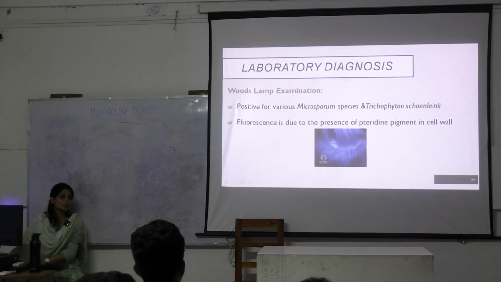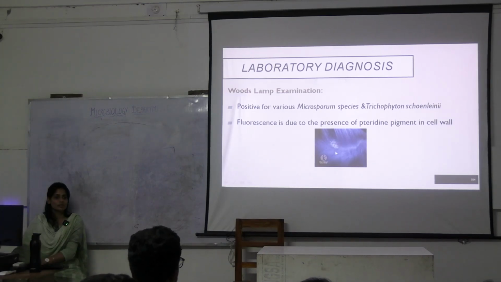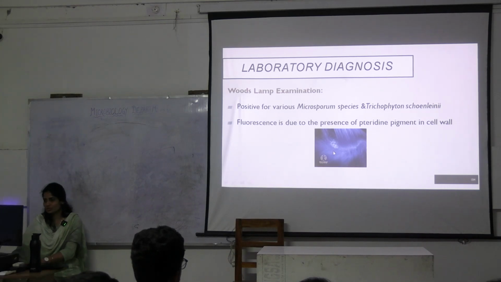How do you diagnose the superficial mycosis? Dermatologists diagnose this with the help of Wood's lamp examination. What happens here? You can see this portion, this is infected, right? Fluorescence due to the presence of pteridine pigment that is present in the cell wall of this fungus. So it will appear like this. This is a positive Wood's lamp examination.